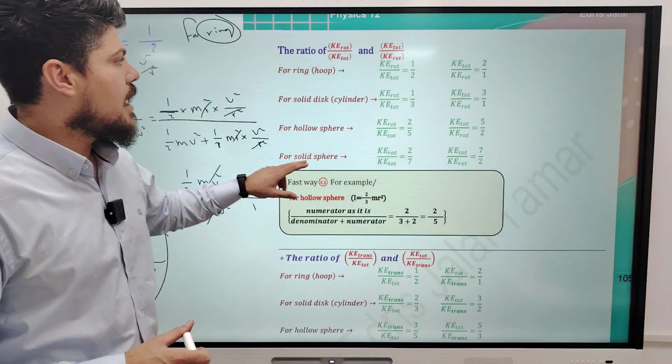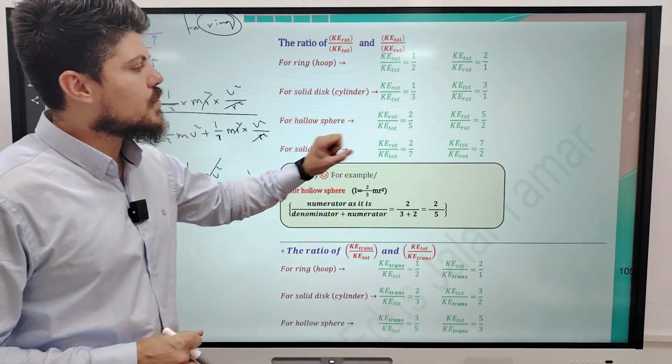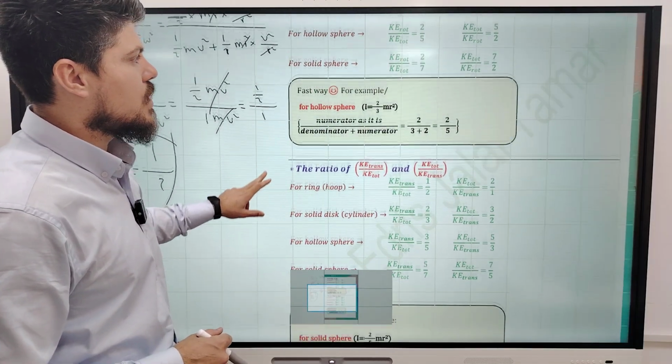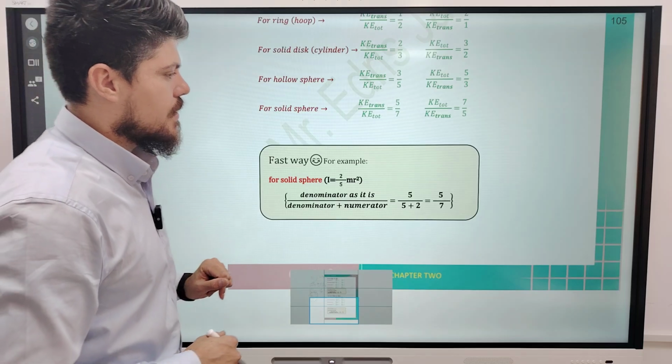It is very easy, and I suggest for you, don't memorize, please. Okay? You have to prove one by one, and it is very important. And also we have a fast way to find out the ratio of the kinetic energy.